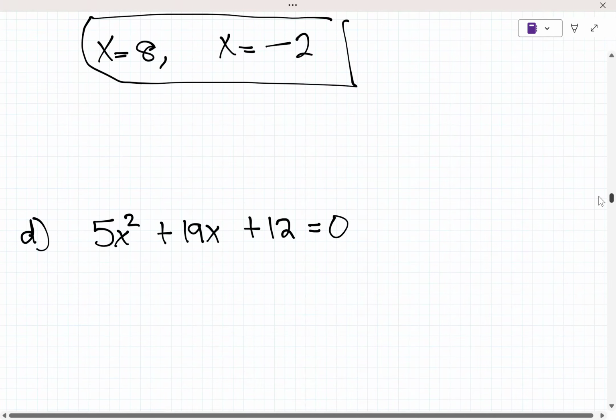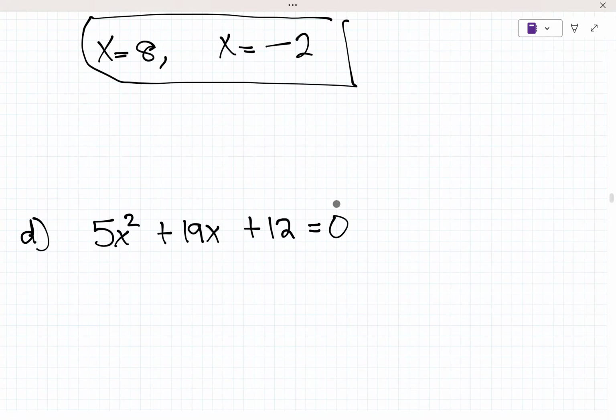Okay, let's do D. We have 5x squared plus 19x plus 12. The first thing I checked is one side is 0, so that's good. And how am I going to factor this? Well, the a value is not 1, it's 5. And I don't think I could divide anything out or take anything out. So I'm just going to do bottoms up.